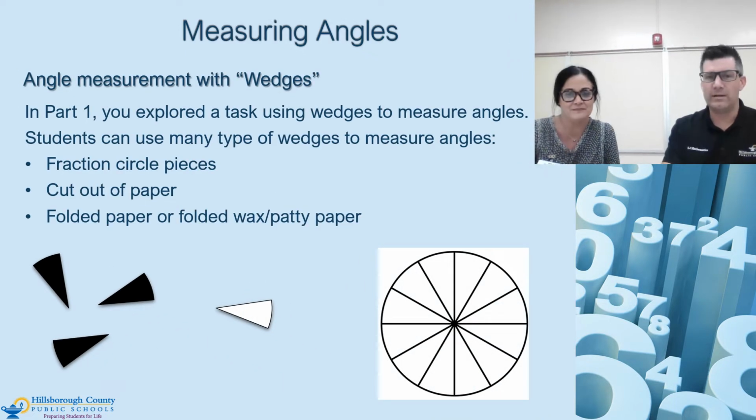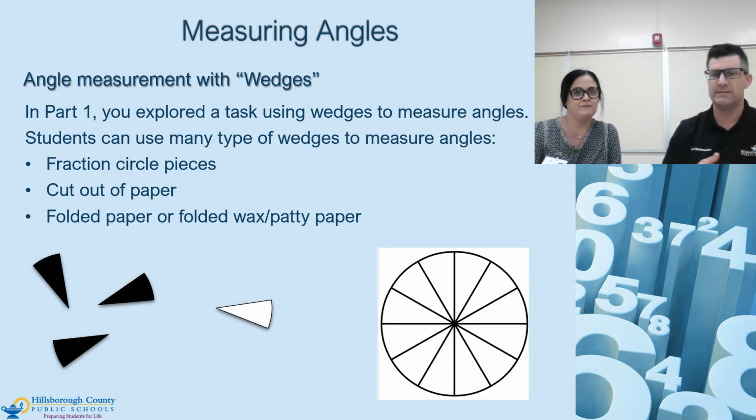Well, in part 1, you were tasked with measuring with wedges. We'll just call them wedges. Ideally, we asked you to use your 1/12 fraction circle pieces. You could use some other size fraction circle pieces, or we gave you some paper wedges that you could cut. If you didn't do that, pause right now and go back to part 1 and do that task. It'd be really important before you keep looking. Another thing you could use is wax paper, patty paper they call it, and you can fold it up into different segments. So you might get that circle divided up into 12ths, or some people use 8ths. It doesn't really matter as long as you have some kind of representation of a wedge.